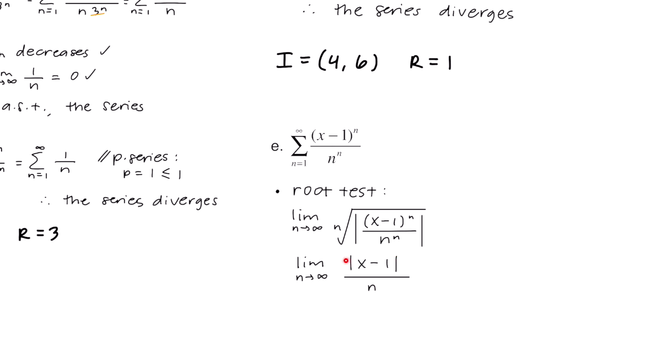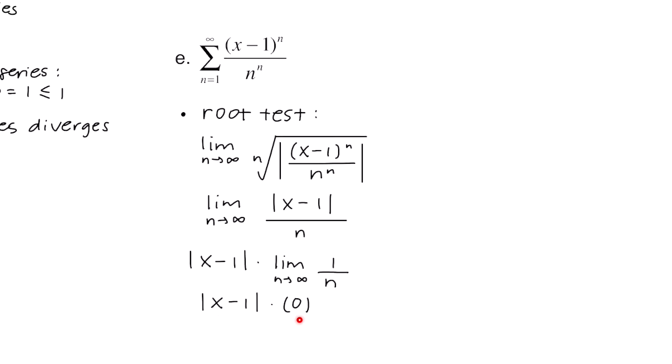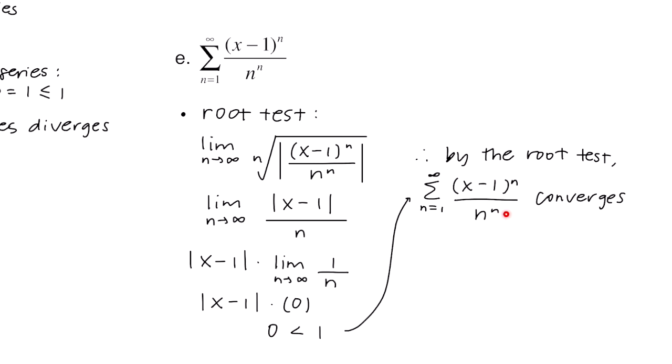And then finally, I'm going to bring this expression to the front. And then at this point, this limit is going to equal 0. So this expression times 0 just equals 0. And 0 is always less than 1. So by the root test, the original series converges. And since we didn't just get an interval over which it converges, we just get that the series ultimately converges, we say that the interval of convergence is going to be all real numbers. So it's from negative infinity to positive infinity. And then we say that the radius of convergence is just infinity.